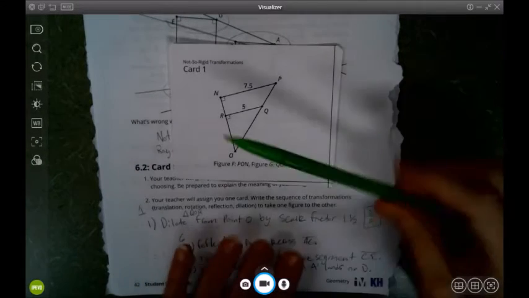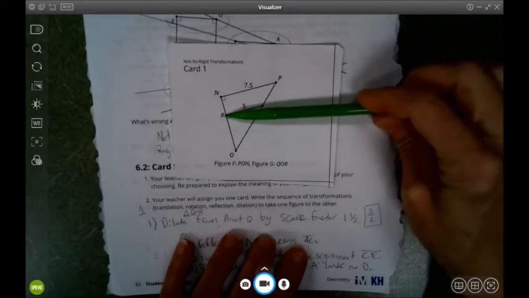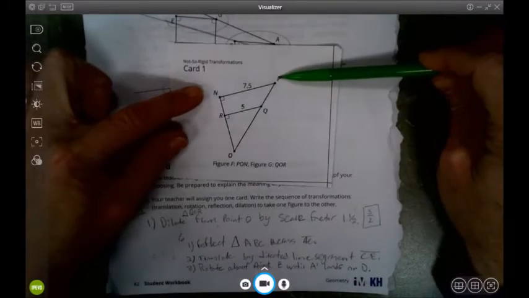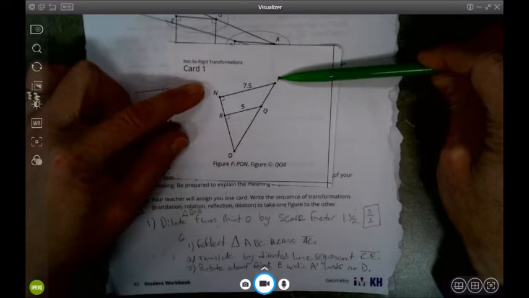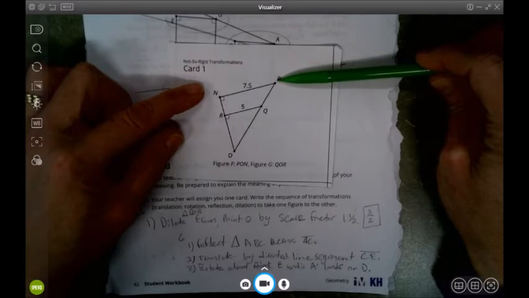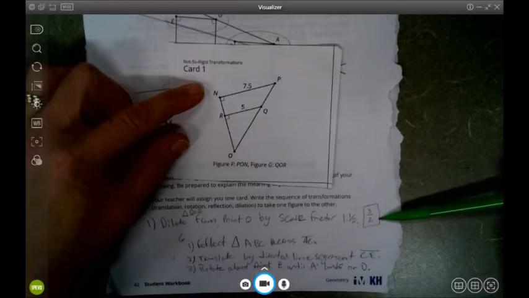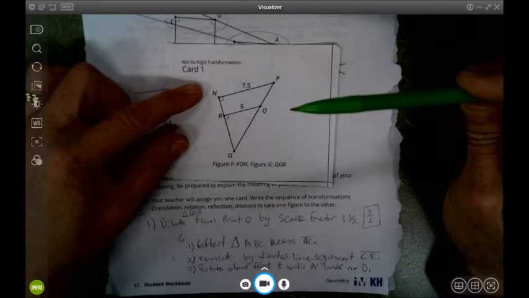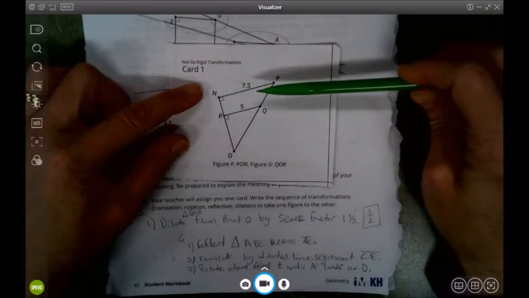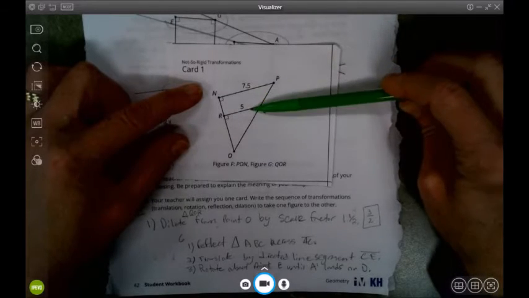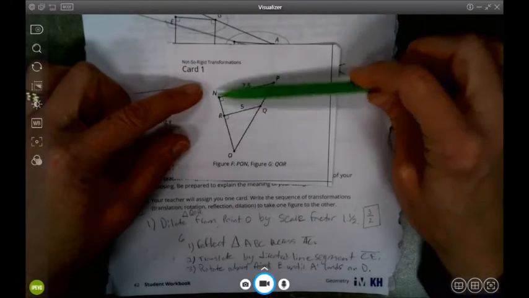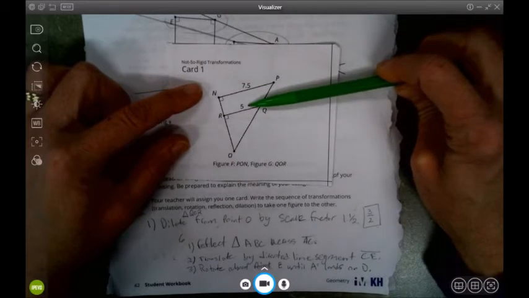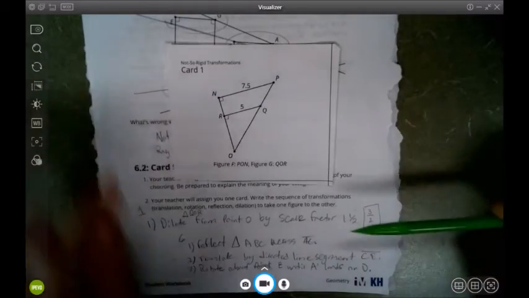So great job there. Do you guys agree that if we dilate this small triangle by a scale factor of 3/2 or 1.5, that it would give us this triangle here? Whole class, do you agree with that? How did they get their scale factor of 3 to 2 or 1.5? Okay, so image over pre-image. And so they're saying that they're taking the little triangle and making it into a big triangle. So they did 7.5 divided by 5. Do you agree that that is 3 to 2? Yes. Okay, so good job.